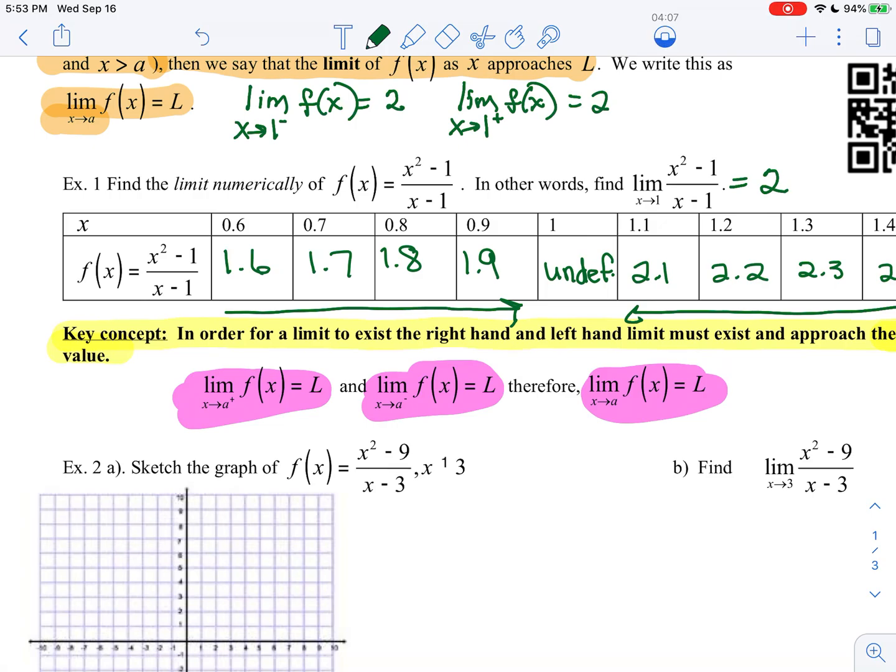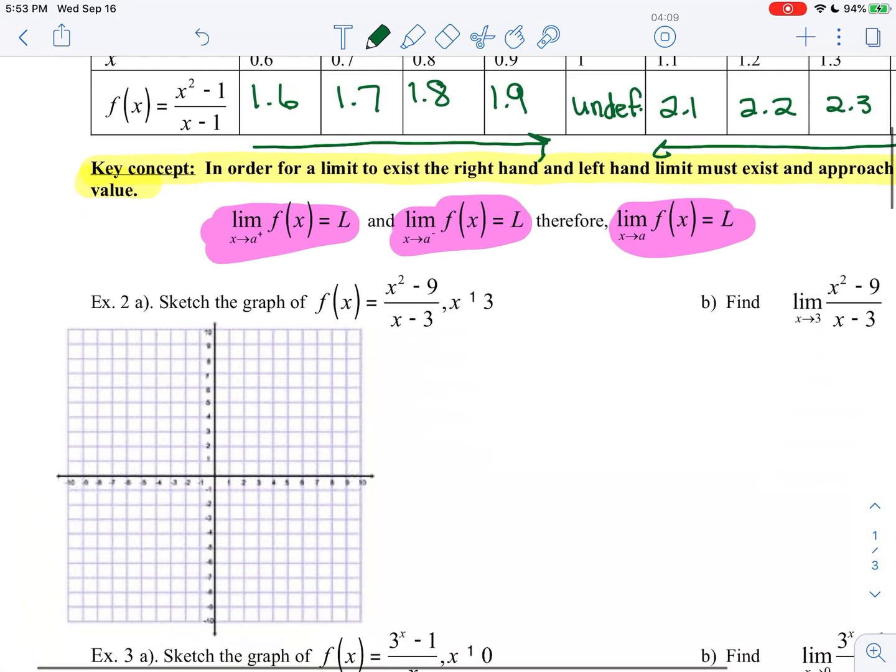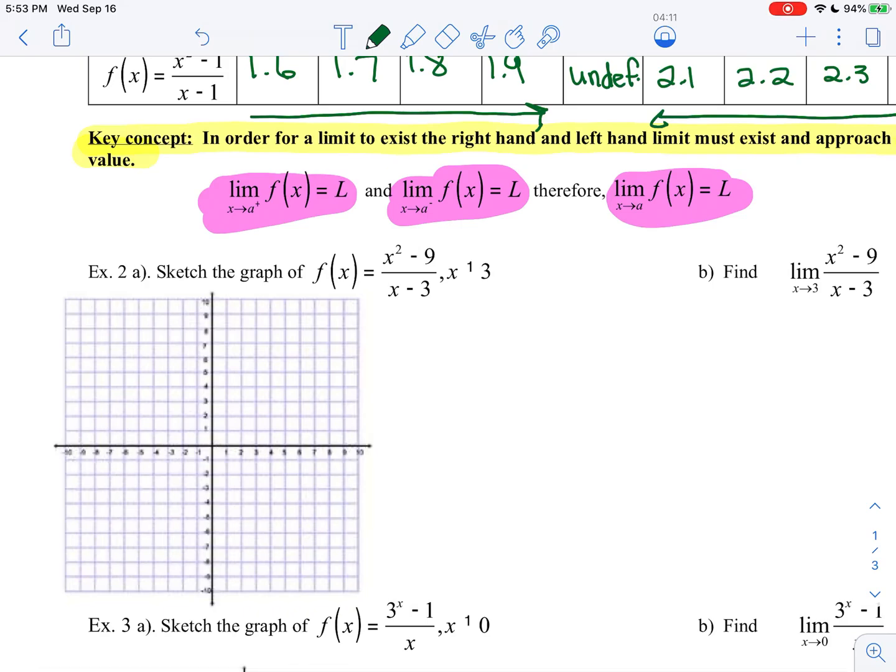Another way to do it is graphically, okay? And we actually did look at this in chapter 4 as well. So let's tackle it one more time. It says, sketch the graph of f of x equals x squared minus 9 over x minus 3, where x is not equal to 3.